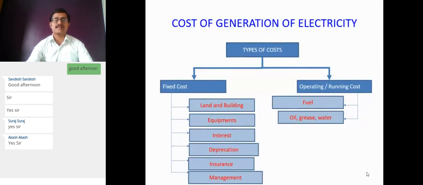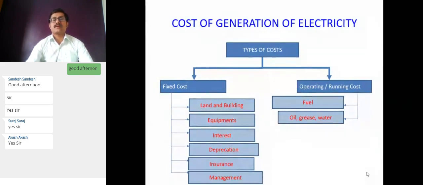Cost of the insurance: definitely some costly equipment is there, which needs to be protected against undesirable events like theft, fire, or other hazards. Cost of the management is the salary, wages, and incentives required to be paid to the different personnel working for the successful operation of the power plant. So all these costs are the fixed cost.